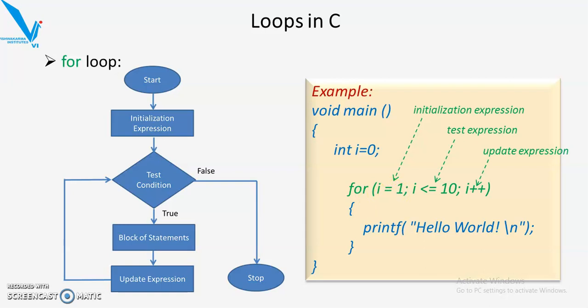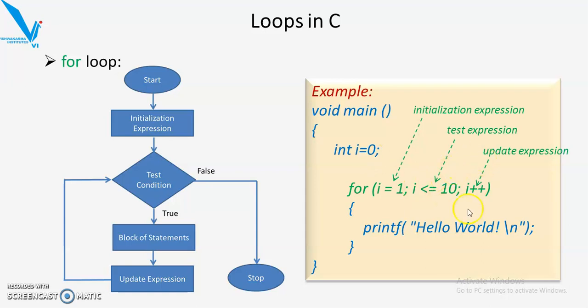So what does initialization of expression mean? In this expression we have to initialize the loop counter to some value, for example, int i = 1. Then we have the test expression. In this expression we have to test the condition. If the condition evaluates to true, then we will execute the body of the loop and go to the update expression. Otherwise we will exit from the loop.